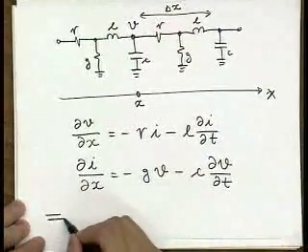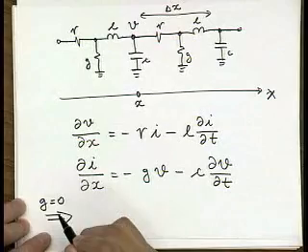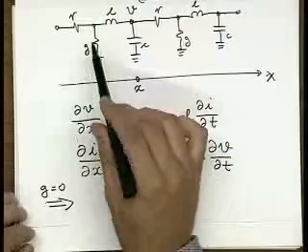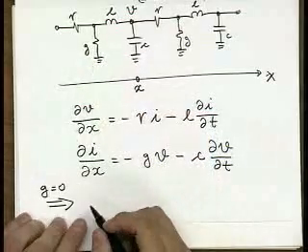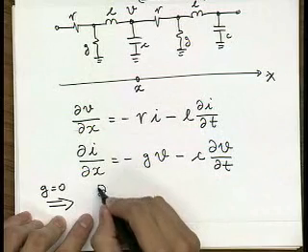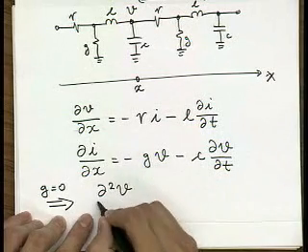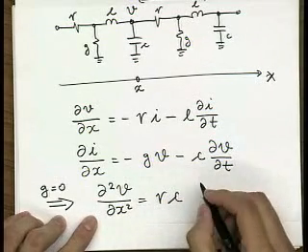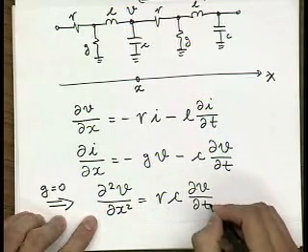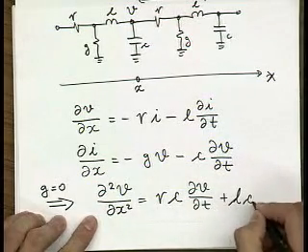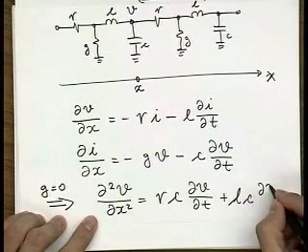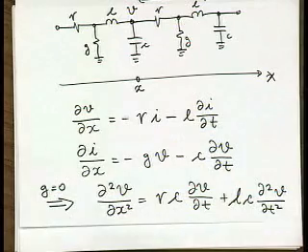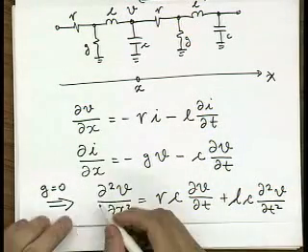Now, if you assume that conductance is equal to 0, which is a good assumption to make in most cases, ignoring this leakage current into the substrate, then you have the following expression. You have d squared V over dx squared is equal to RC times dV/dt plus LC times d squared V over dt squared. And this is what's called the wave equation.